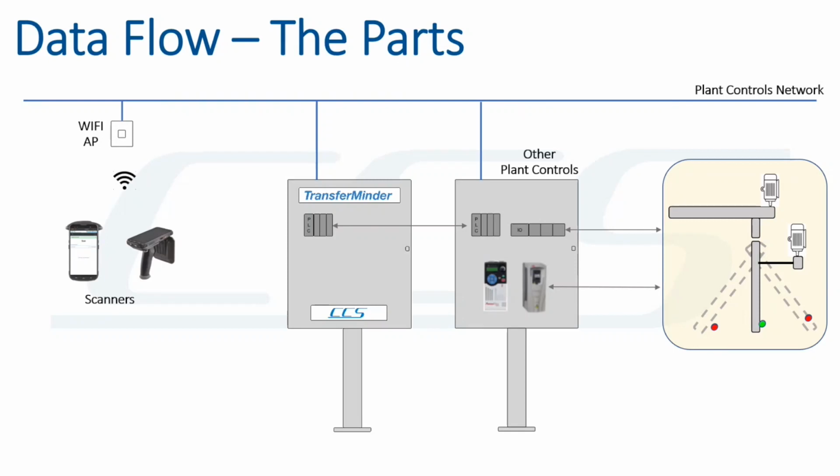For those interested in the data flow details, let's quickly talk about just one example. Remember that this can vary based on your existing equipment. Let's say that the TransferMinder PLC talks to an existing PLC and gives a permissive that it is now okay to run the equipment from a certain unload station to a certain destination.